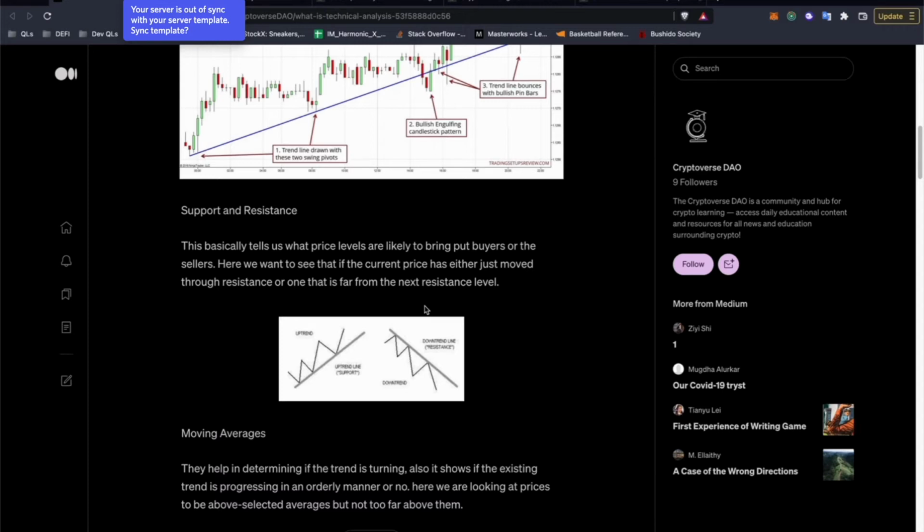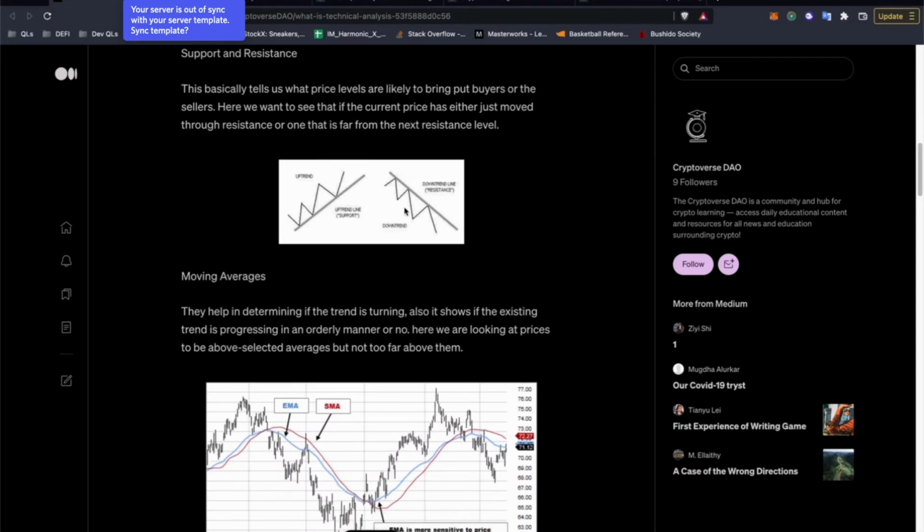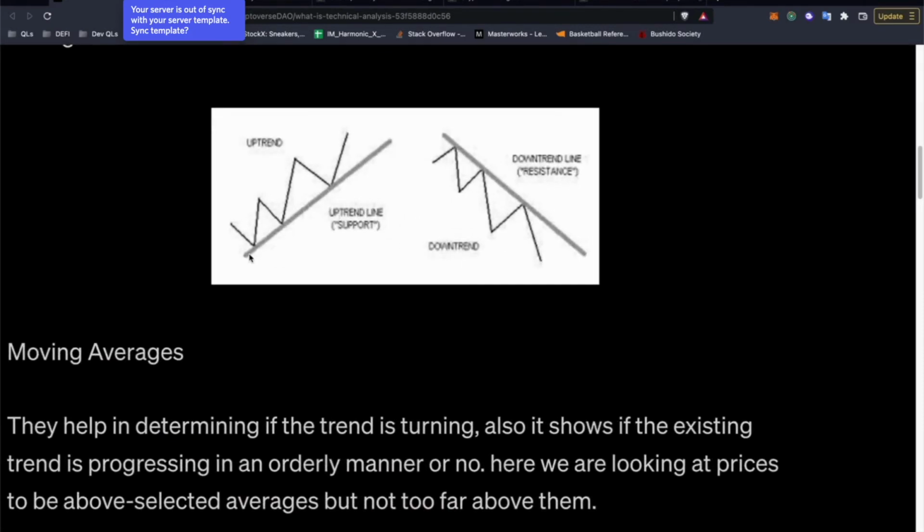Here we want to see that the current price has either just moved through resistance or is far from the next resistance level. Yeah, fairly self-explanatory. That right there, that's pretty good, it doesn't seem to be opening, but that's all good.